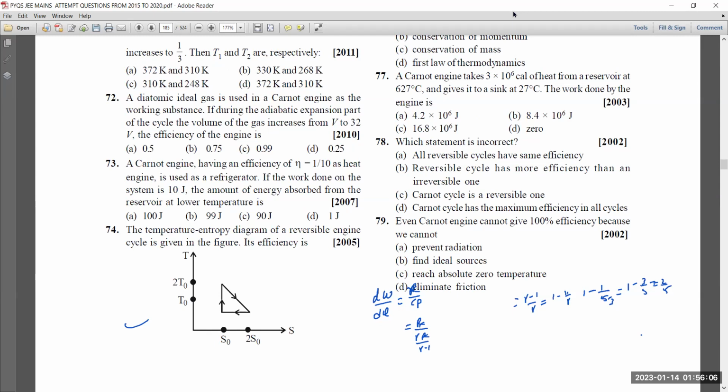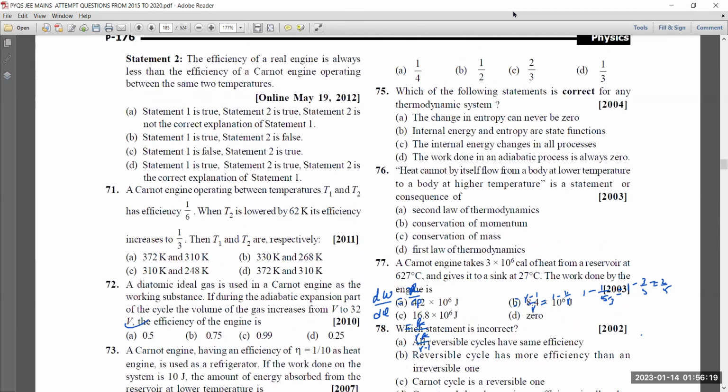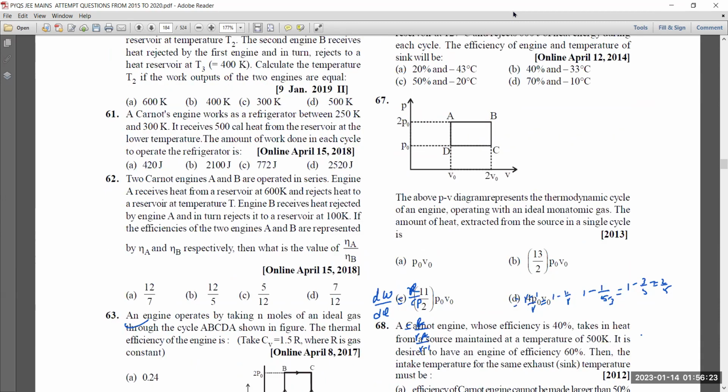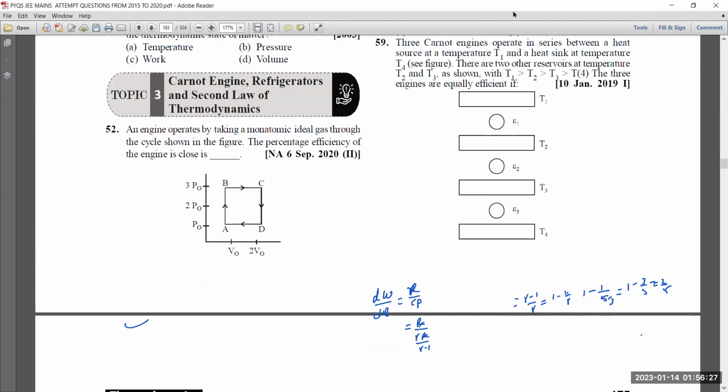Now look at question number 78, which statement is incorrect. So it's purely Carnot cycle based. It is again 73, Carnot cycle. There are many questions of Carnot cycle. Okay, this is second law especially. Second law. Yeah, this is refrigerator.